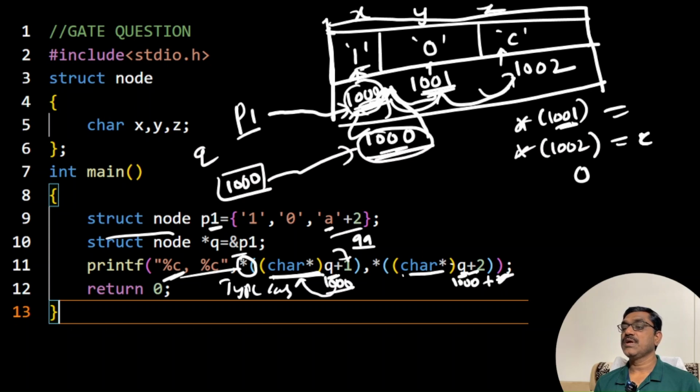So here we are going to get c, and we are printing using %c. So we are going to get 0 and c. We are not going to get '0' 'c' in single quotes. Why? Because they are stored internally as characters, but at the time of displaying, we get the output 0 c. This is the output of this question.